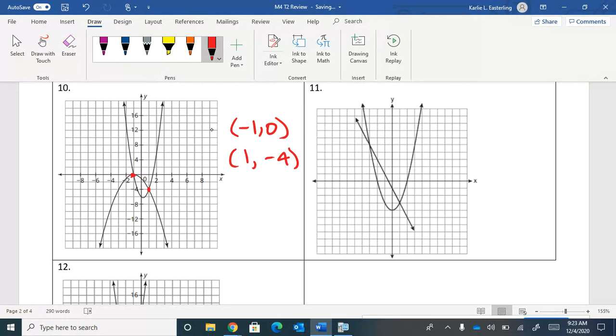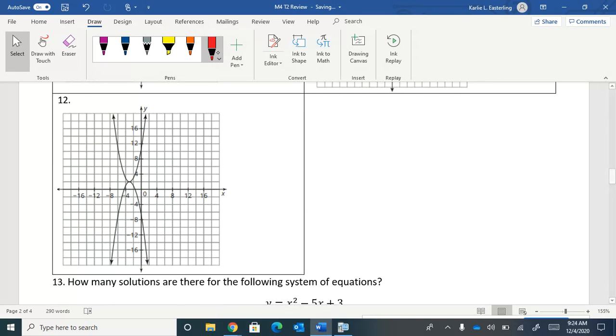Make sure you're looking to see what the lines are counting by. So this was obviously by ones. Over here it's not given to you, but we are going to assume it's by ones. So 1, negative 3, and negative 3, 5. That's that negative 3, 5, and that's that 1, negative 3.